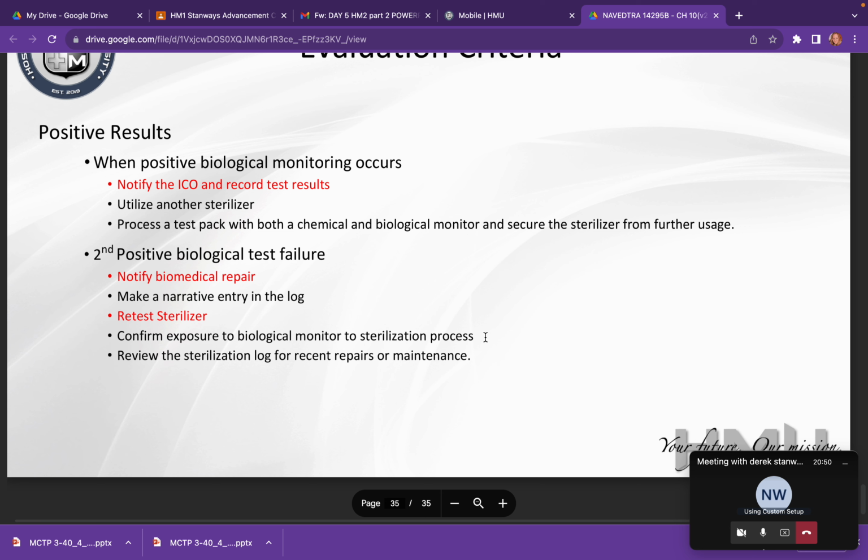A second positive biological test failure, you need to notify biomedical repair, make a narrative entry in the log, retest the sterilizer, confirm exposure of the biological monitor to the sterilization process, review the sterilization log for recent repairs and maintenance, and also secure that piece of equipment. That's the lot number that she was talking about. So sometimes you have just a bad batch of the biological indicators where it's just going to always read positive, to where you're going to have to recall that lot number and make sure whether it's the product or the sterilizer itself.